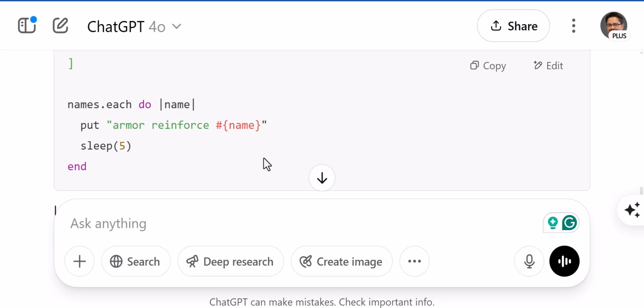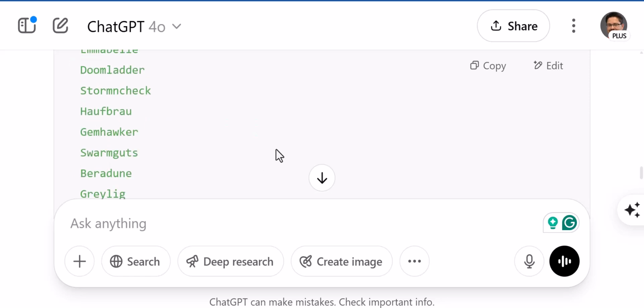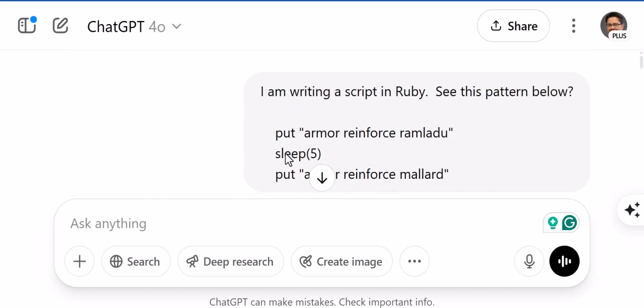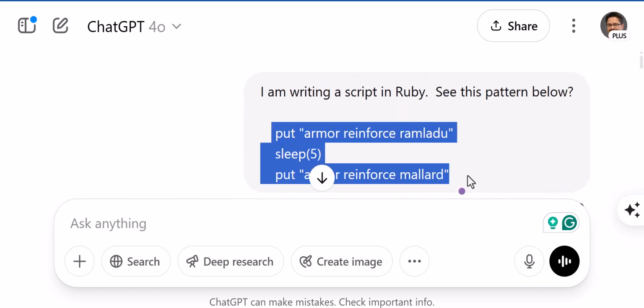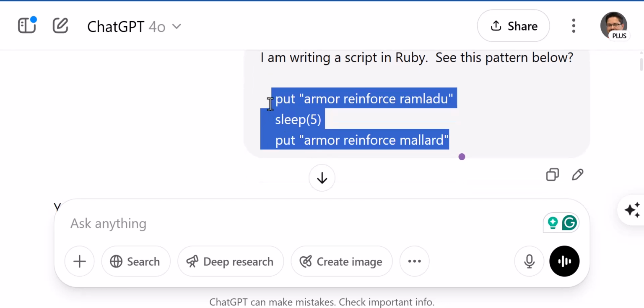But here's the thing that happened. Remember the pattern I gave it way at the top? It didn't do this pattern. It didn't create 20 lines of put armor reinforce yada yada, sleep 5, put armor reinforce yada yada, sleep 5, put armor yada yada. It optimized my code by understanding what I was trying to do.